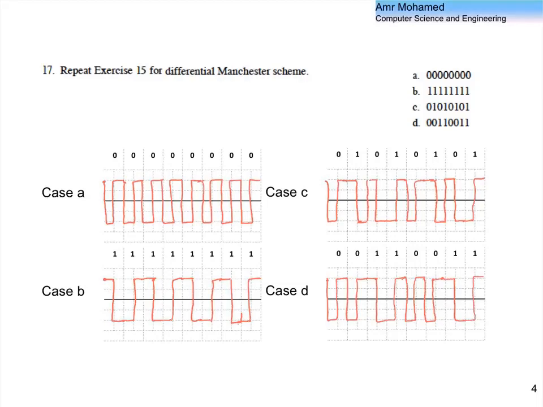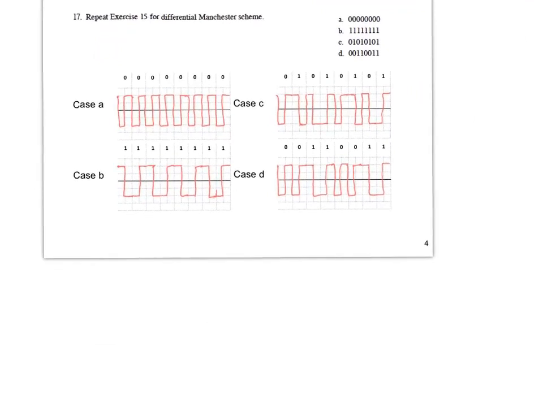Okay, so average number of changes equals, of course in this case it's double the changes, so it's 16 changes. We have again 1, 2, 3, 4, 5, 6, 7, 8, 9, 10, all the way to 16. For case B, we have 1, 2, 3, 4, 5, 6, 7, 8, so 8 changes.